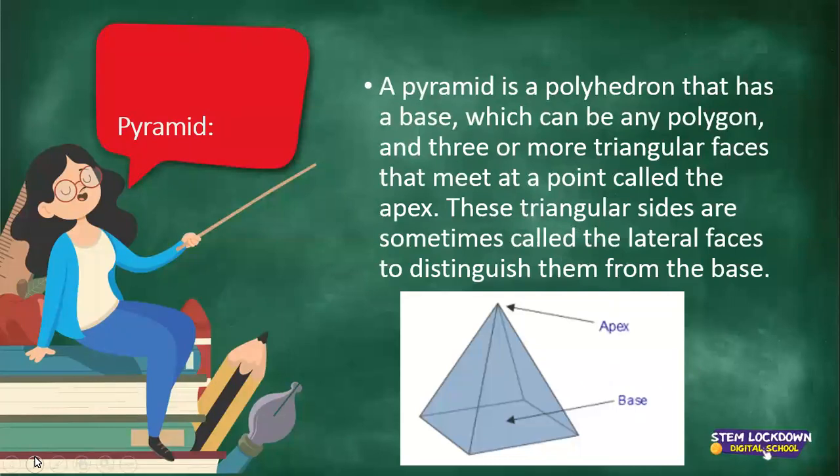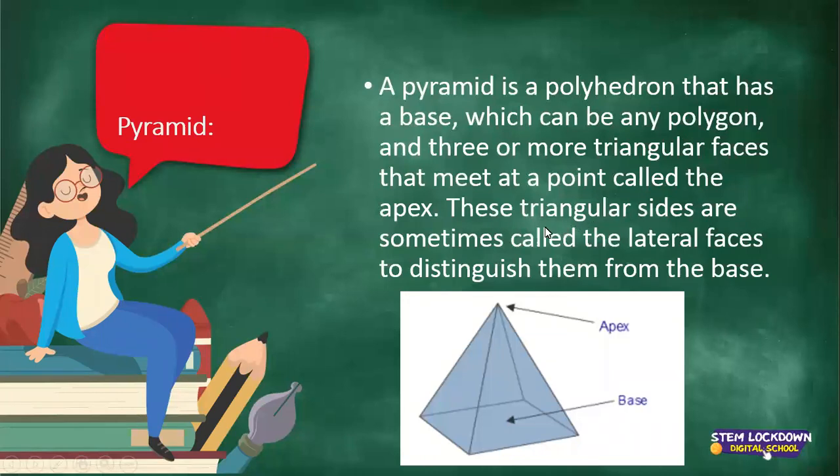All right, a pyramid. Going to look at a pyramid. A pyramid is a polyhedron that has a base, which can be any polygon, and 3 or more triangular faces that meet at a point called the apex. These triangular sides are sometimes called the lateral faces to distinguish them from the base. Remember we said a pyramid is a polyhedron that has a base which can be any polygon.